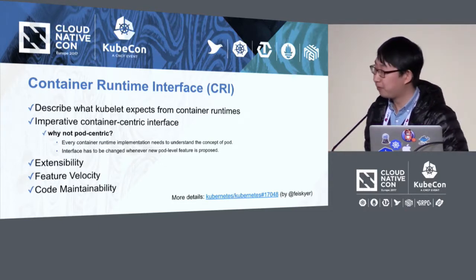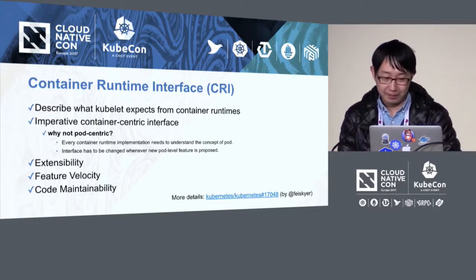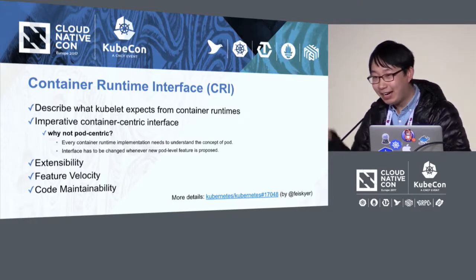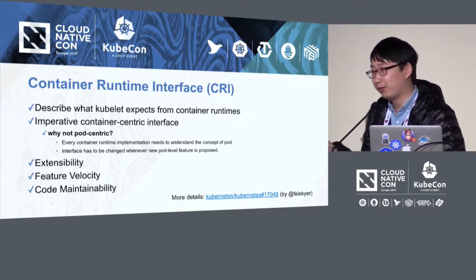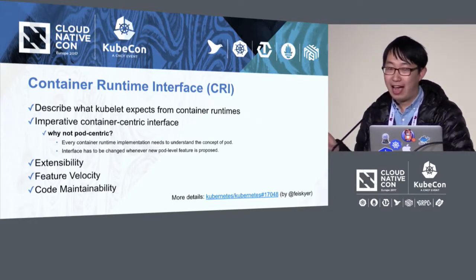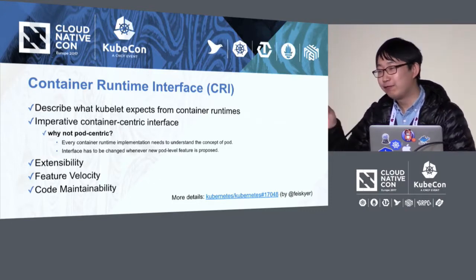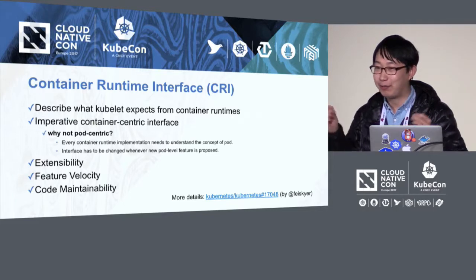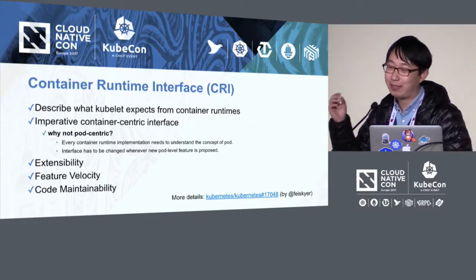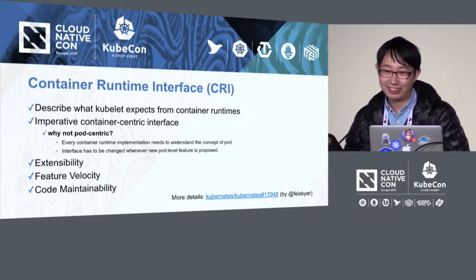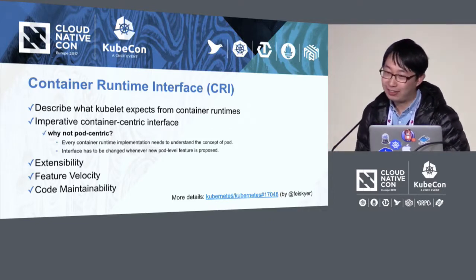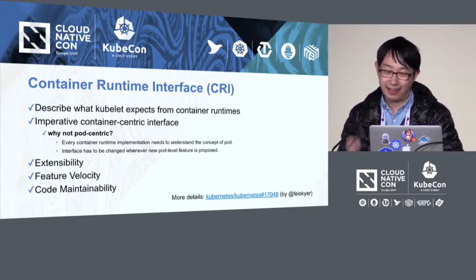That's not very good. And the second thing is, in that case, you have to change the container runtime interface every time a new feature is added at the pod level. For example, if we added a new field to the pod specification, then maybe we have to change the container runtime interface. And we all know that the pod specification actually changes a lot in Kubernetes upstream. So that's also not good. That's why we use a container-level interface in CRI.